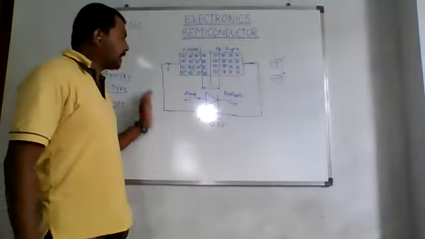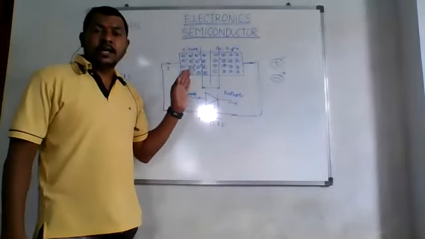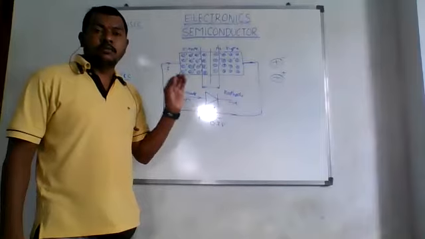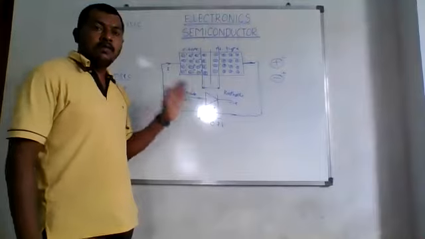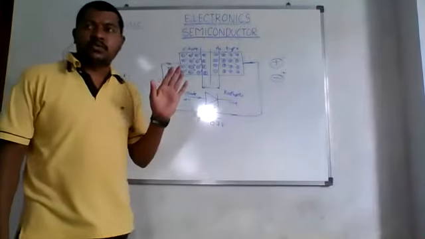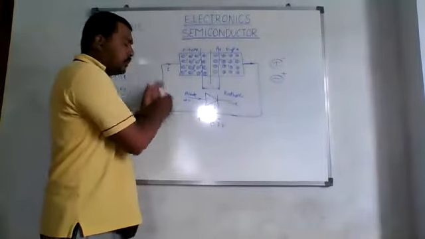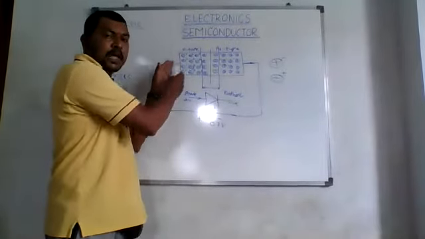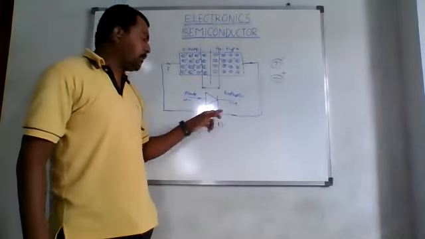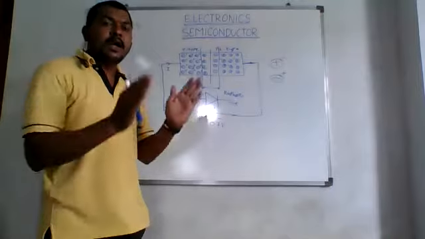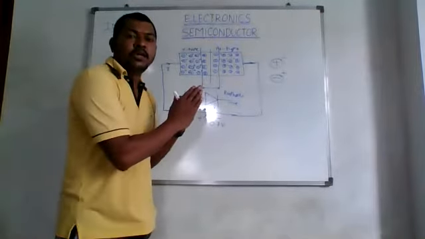When the positive terminal of a battery is connected to P type and the negative terminal of a battery is connected to N type, we call it that the diode is in forward bias condition. And what happens when we increase the voltage from 0 to 0.7 volt? Due to the positive terminal connected to this P type, the holes are going to be repelled, and similarly the negative electrons are going to be repelled by the negative potential of the battery, and they are going to reduce the depletion layer, or the depletion layer will go on decreasing.